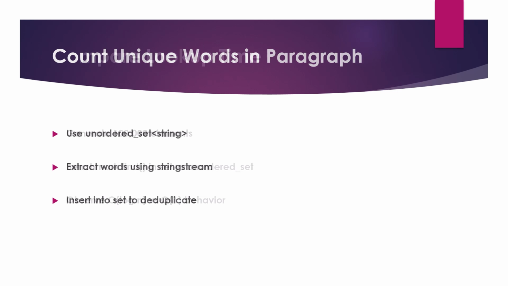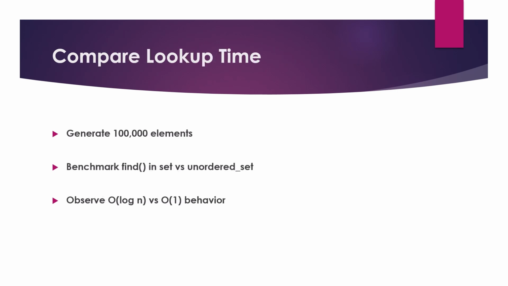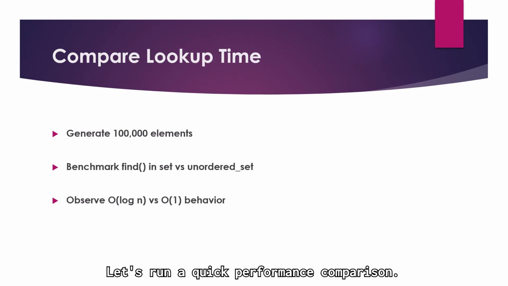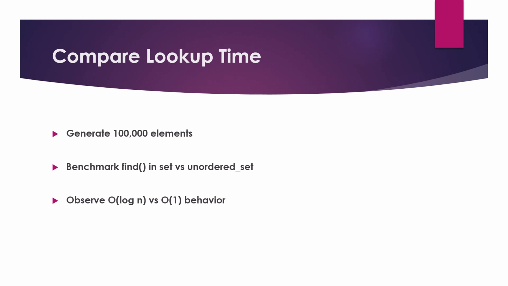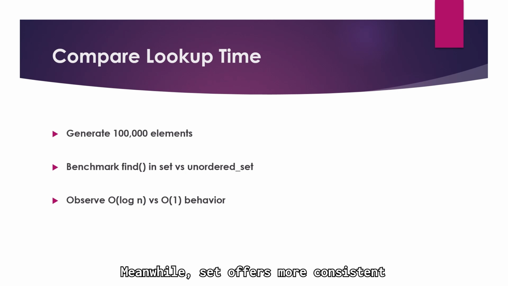Just try it out. Let's run a quick performance comparison. We generate a large list of random numbers and measure the time taken to insert and search in both set and unordered set. You will usually find that unordered set is significantly faster, except in rare cases where hash collisions degrade its performance. Meanwhile, set offers more consistent behavior and predictable iteration. These benchmarks help you decide which container to use based on context.